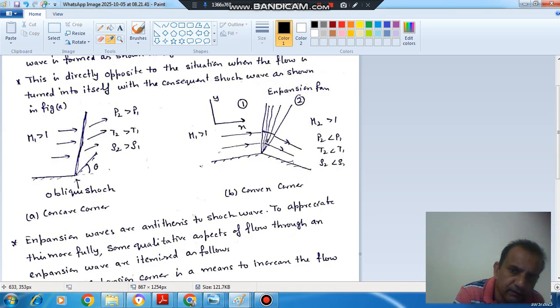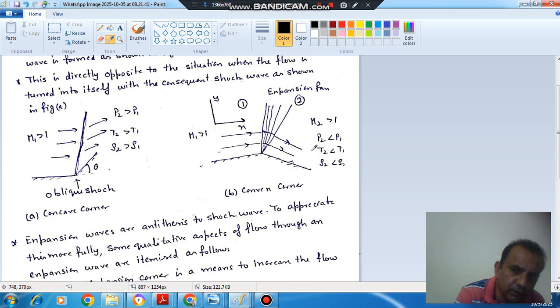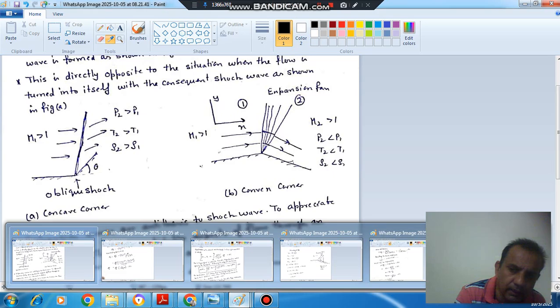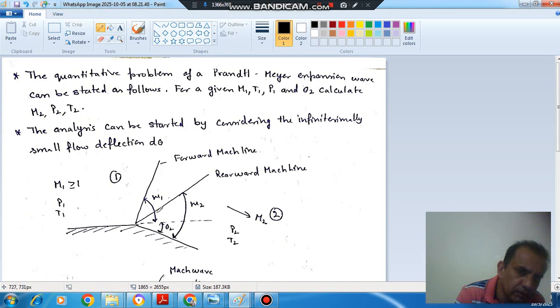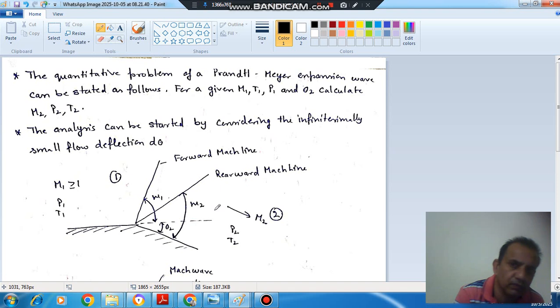This is your forward Mach line, this is the rearward Mach line, this is the initial Mach number, this is the final Mach number. P2 is less than P1, T2 is less than T1, rho2 is less than rho1, and this is your initial Mach angle, this is your final Mach angle, and it is given by sine inverse 1 by M1, and this is given by sine inverse 1 by M2. Okay, so these are the qualitative aspects. In the next video we will study the quantitative aspects.